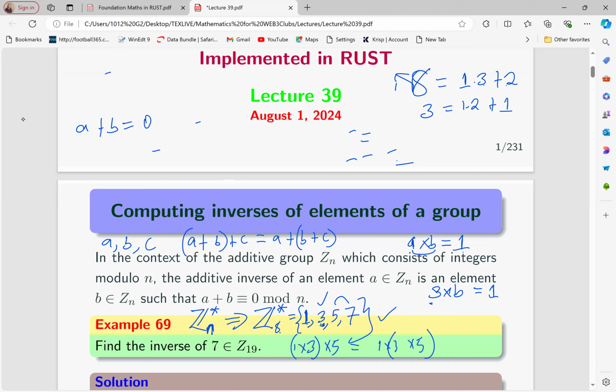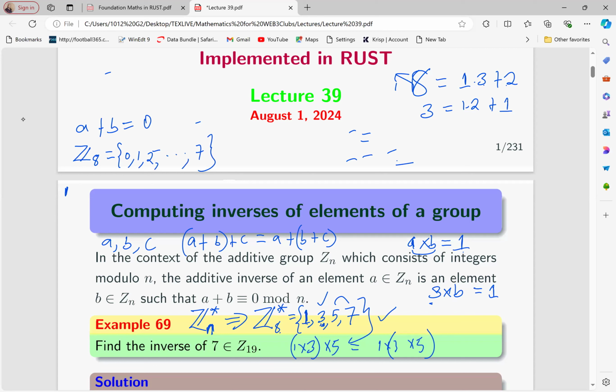For instance, let me take Z8. This one does not have a star. So if it does not have a star, it means we are considering all the elements from 0, 1, 2, all the way up to 7. We are considering all those elements. Is that okay? Yes.